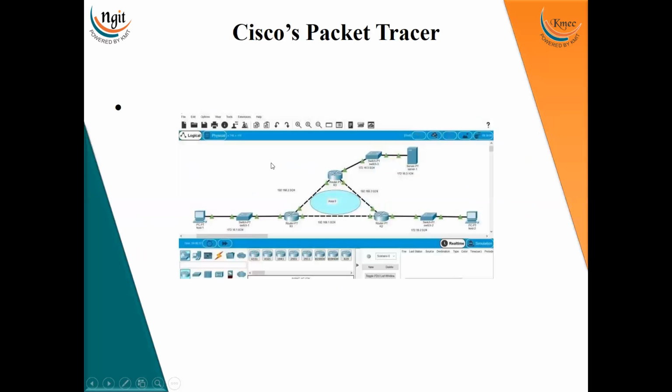Let me see here, for example, if we have the Cisco Packet Tracer. In this Cisco Packet Tracer, we have communication between the systems of one network to another network. Here we have the switch and here we have the router, and this router and this router and this router, all these routers have different IP addresses.